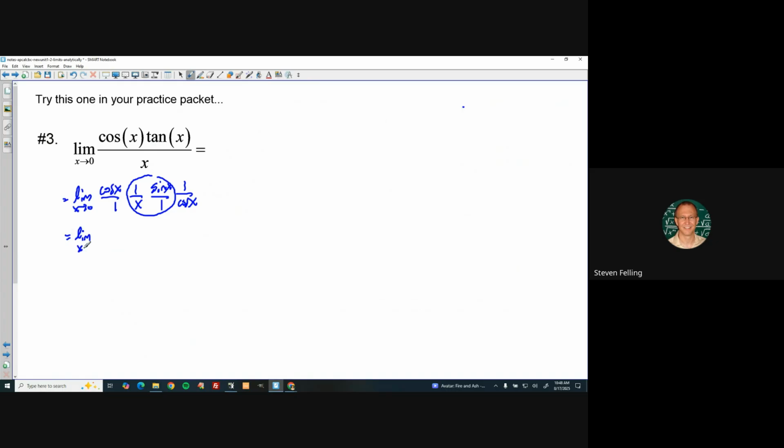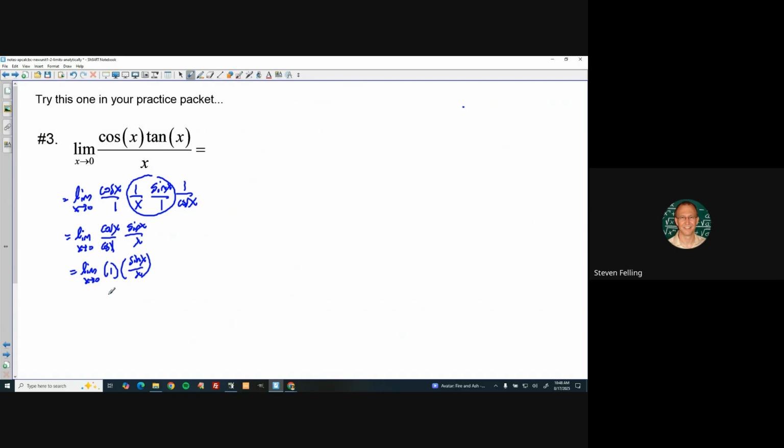Limit as x approaches 0 of cosine of x over 1. And you know what? I can put these together too. Over cosine of x, that's going to be cosine of x over cosine of x. And then these together are sine of x over x. This is simply the number 1. And that is sine x over x.